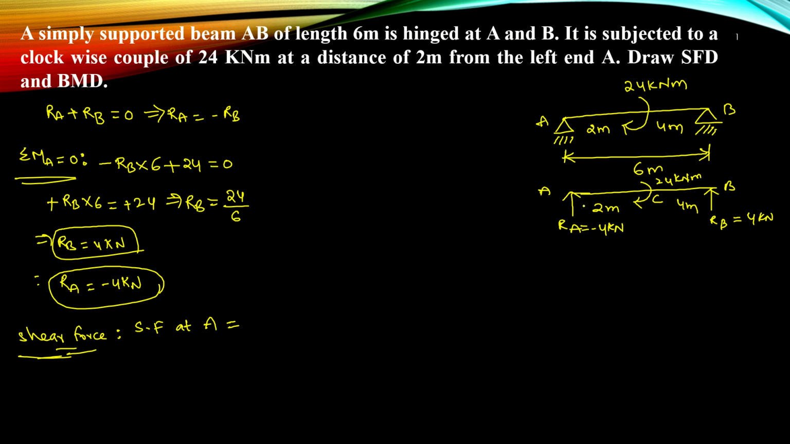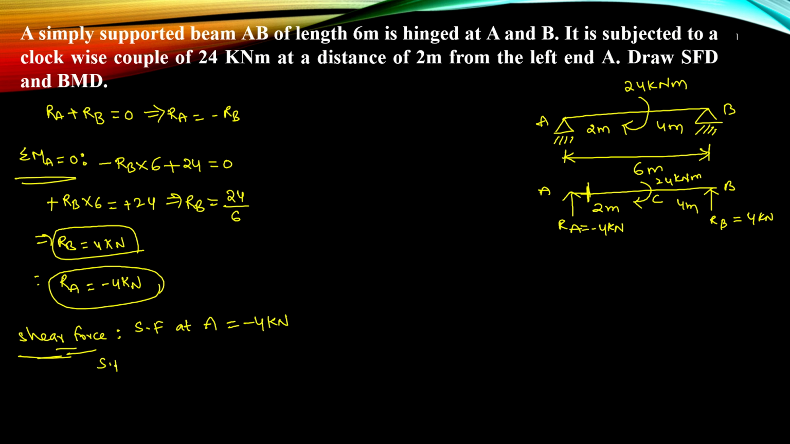So to calculate shear force at A, let me stand just beside A. Towards my left, I have RA which is acting upwards. So we know that on the left side, upward is positive. So it should be plus RA, but the RA value is minus 4. Therefore, it is minus 4 kilonewton.